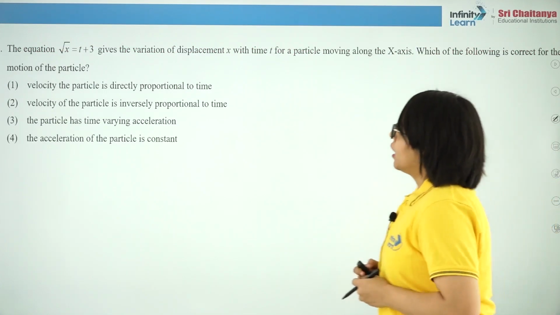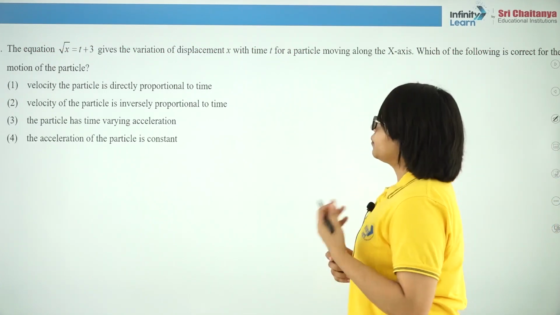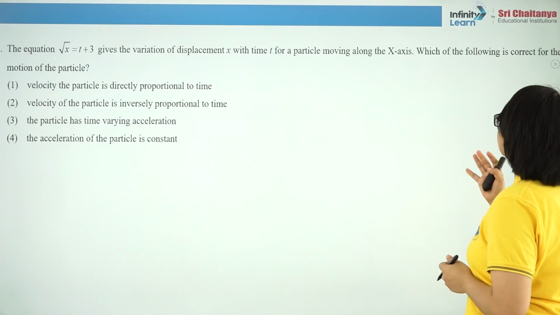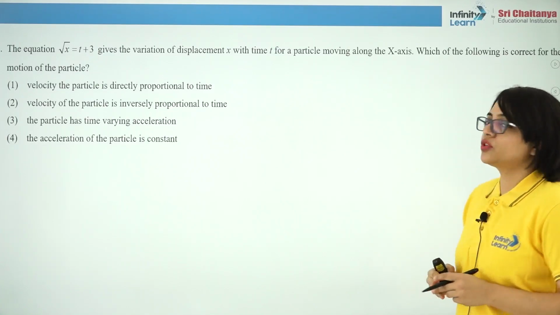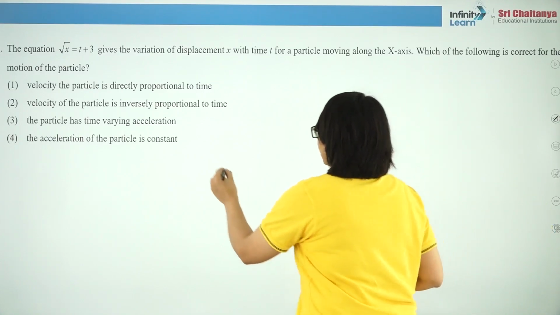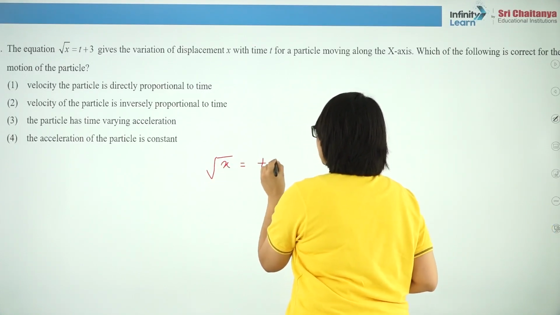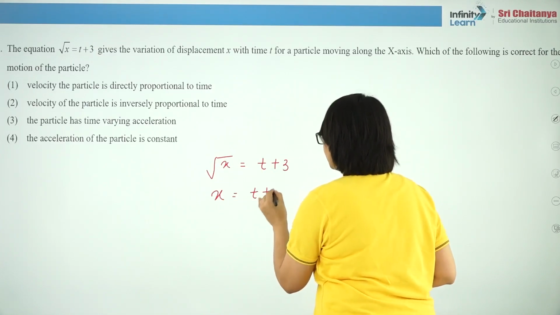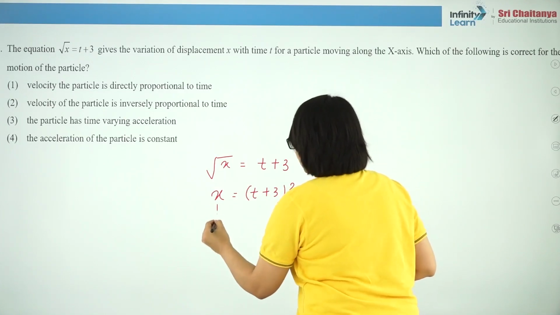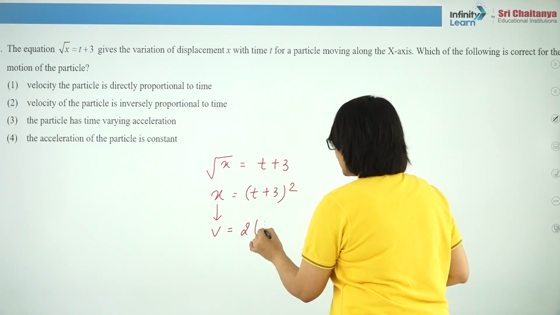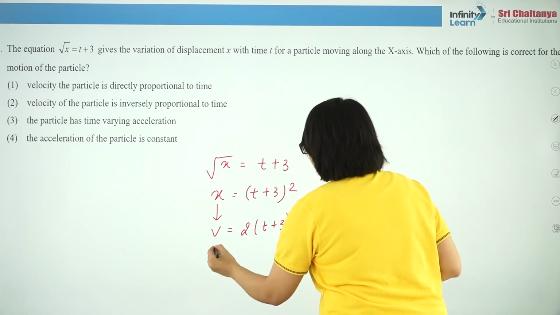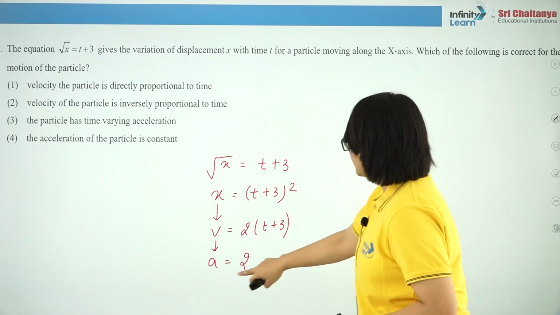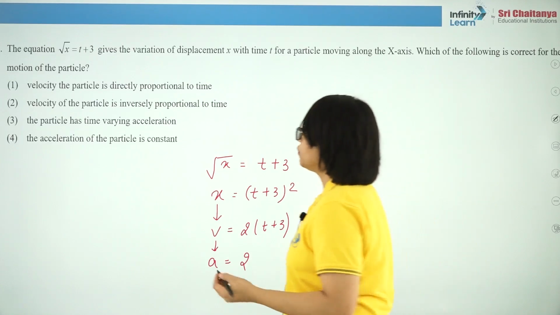Next is 112. The equation under root x is equal to t plus 3 gives the variation of displacement x with time t for a particle moving along the x axis. Which of the following is correct for the motion of the particle, right. So, we have under root x is equal to t plus 3. On squaring both sides, you will get x is equal to t plus 3 whole square. Now, differentiate this equation, you will get velocity, which is 2 times t plus 3, and on differentiating velocity you will get acceleration, which is 2, right. Now you can see that the acceleration of the particle is constant, which is option 4.